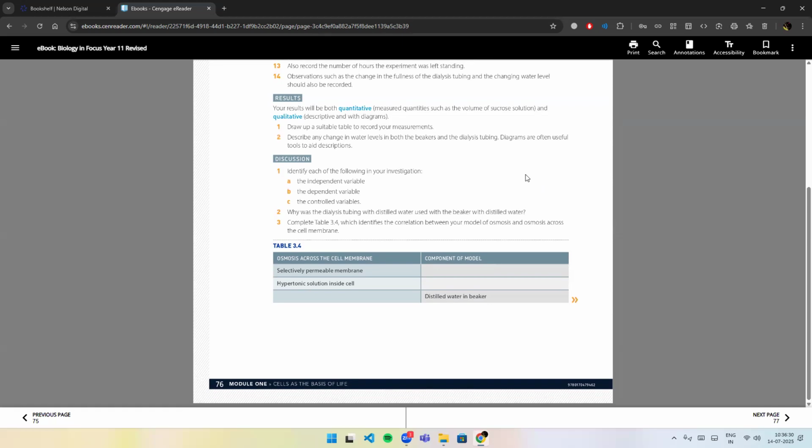Discussion: identify each of the following in your investigation: the independent variable, the dependent variable, the controlled variables. Why was the dialysis tubing with distilled water used with the beaker with distilled water? Complete table 3.4, which identifies the correlation between your model of osmosis and osmosis across the cell membrane.